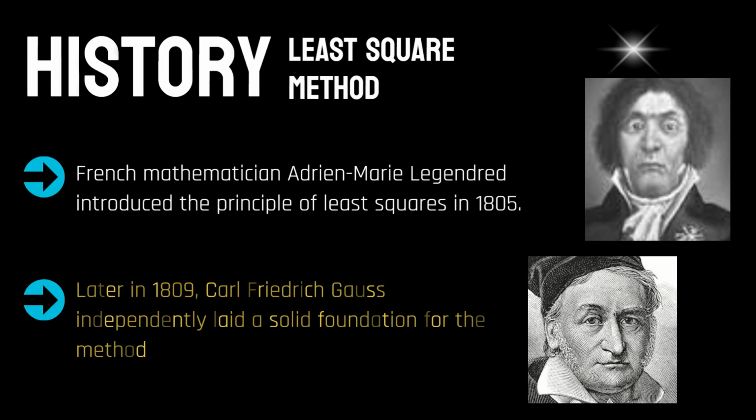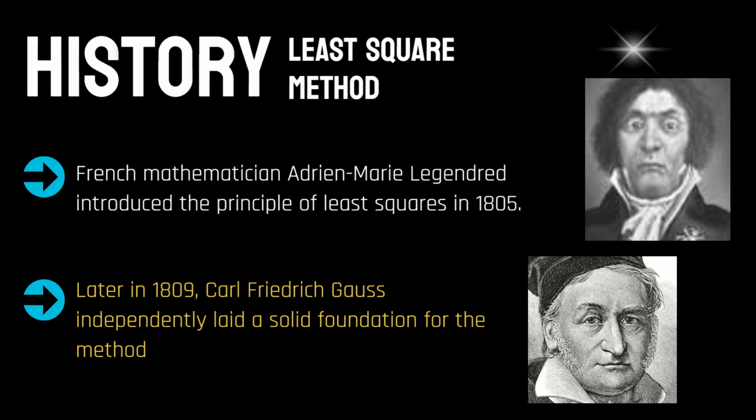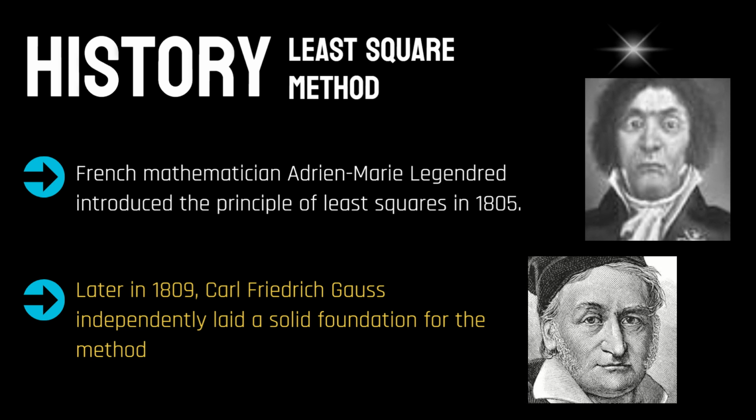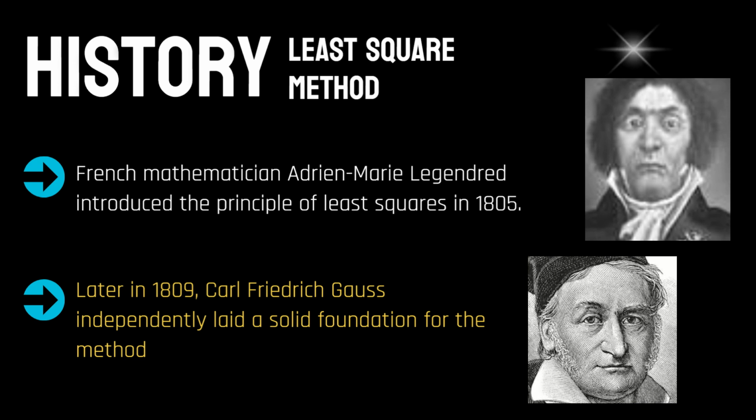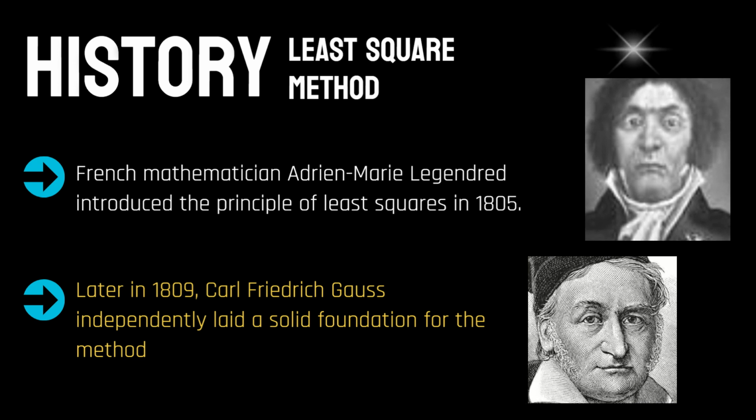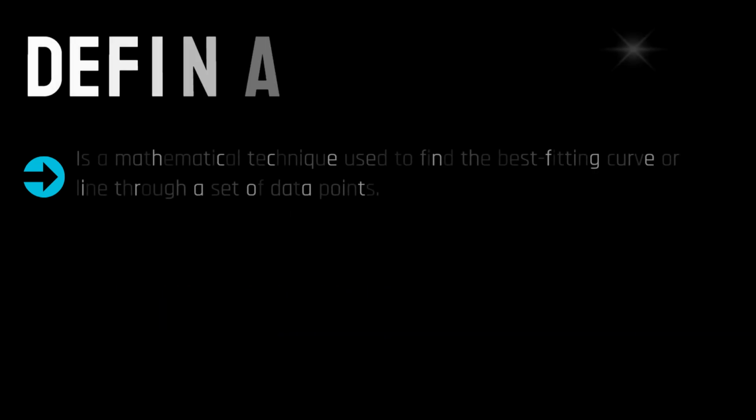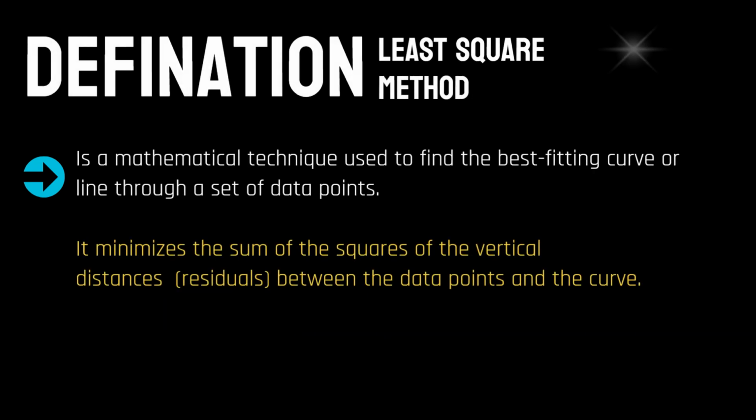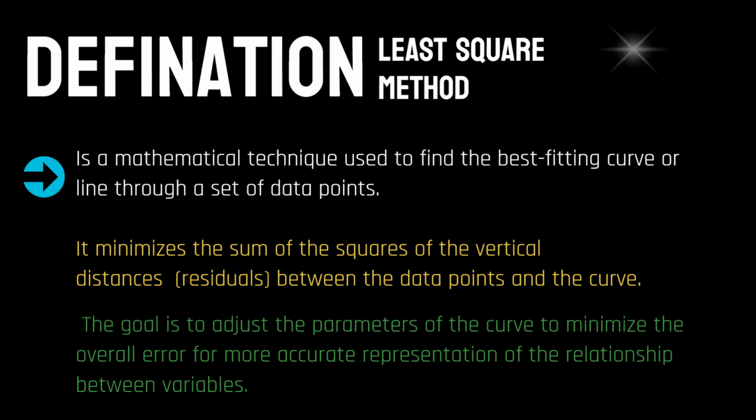The least squares method can be traced back to the early 19th century, when the French mathematician Adrien-Marie Legendre introduced the principle in 1805. However, Carl Friedrich Gauss laid a solid foundation in 1809. The least squares method is a mathematical technique to find the best fitting curve or line through a set of data points. It minimizes the sum of the squares of the differences between the data points and the curve. The goal is to minimize the overall error, providing a more accurate relationship between variables.